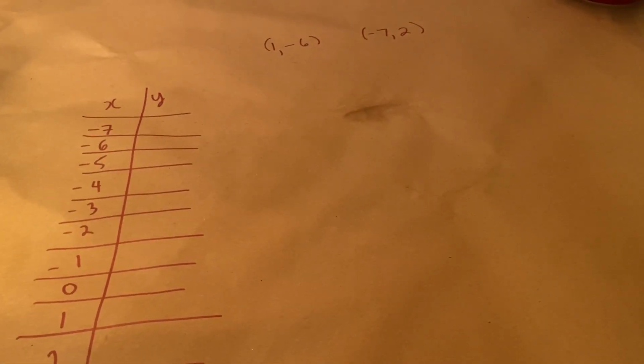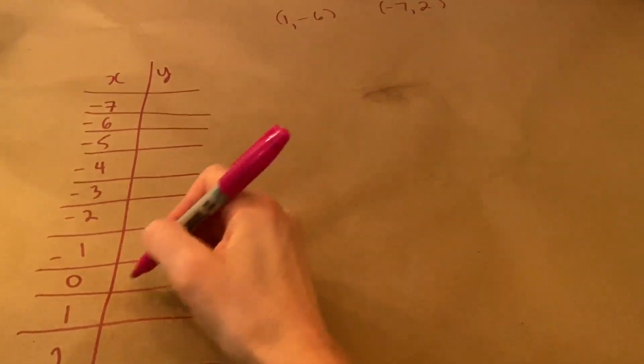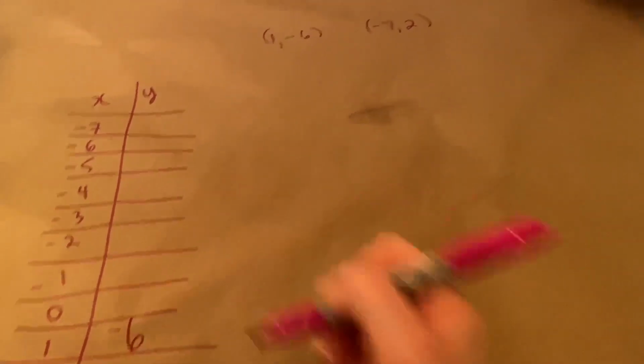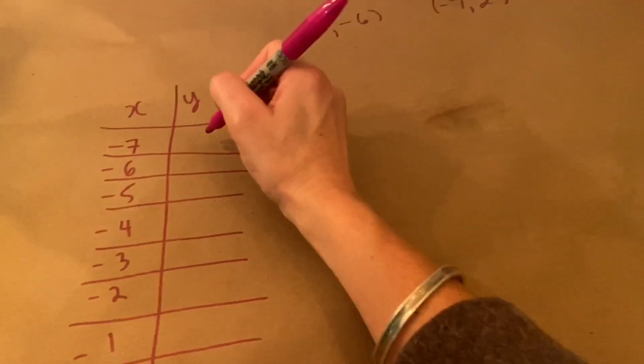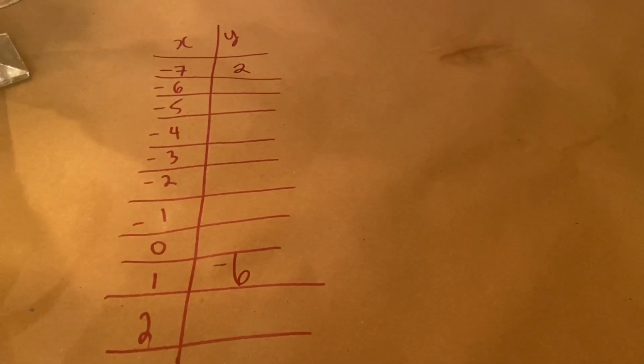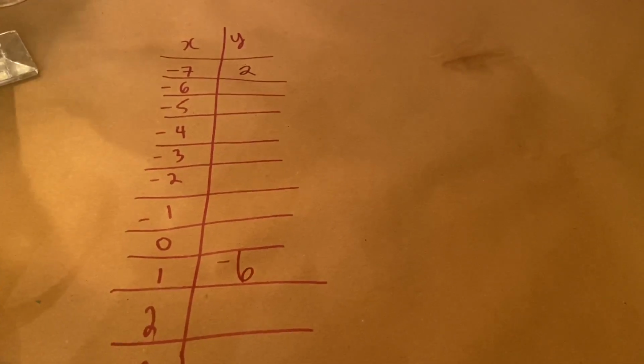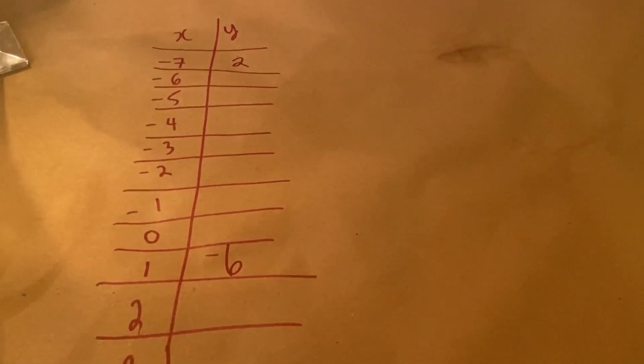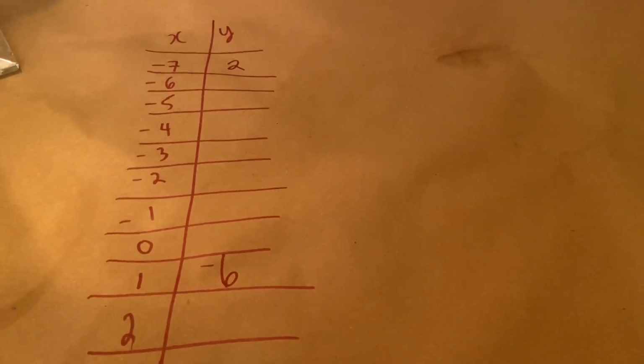If I want to put those 2 points in my table of values, I know that at 1, it is minus 6. And I know that at minus 7, it is 2. What I want to do is find out the rate of change. I want to find the slope, and I want to find the initial value. So let's first use table of values just because we've been using those a bit, and then we'll do algebra.